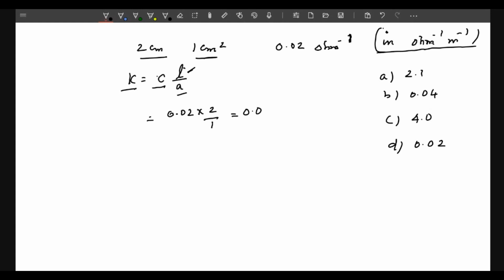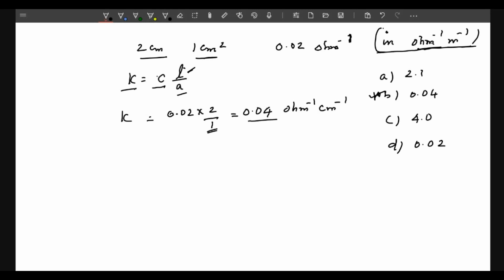Therefore, kappa is 0.04, and what is the unit for this? Per ohm per centimeter, since we have calculated in terms of per centimeter. But what is asked is per ohm per meter. If you don't notice it, you will immediately take this answer, and then it will be erroneous. Therefore, before giving the key answer, see whether the units are the same as they asked for. Then go and convert it, for which you know the relationship.